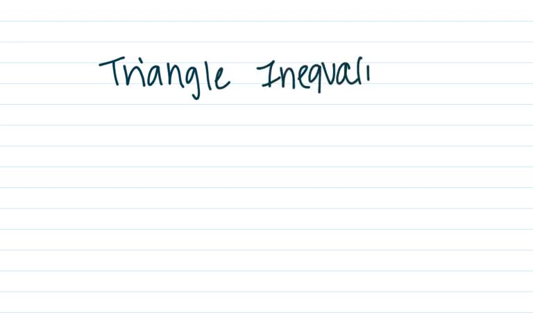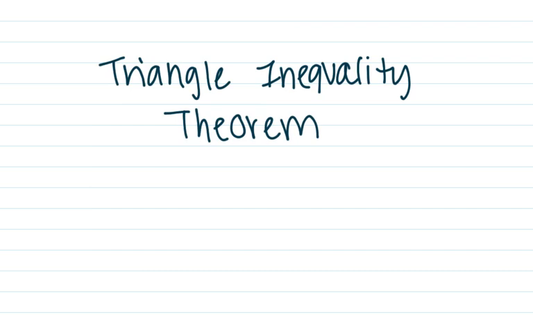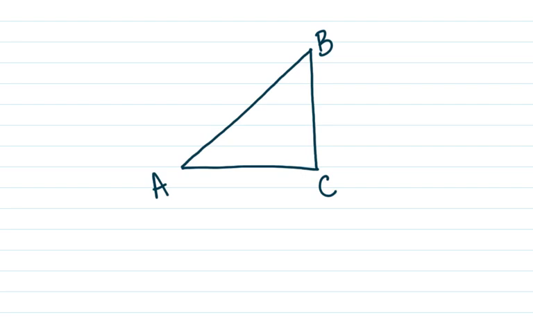Now this sounds super complicated, and it really isn't. The triangle inequality theorem is how you can tell if three sides will actually make a triangle, because you would think any three sides would make a triangle, and actually that's not true. There are some rules about what side lengths you can have in order to make a triangle, and so we're going to go over the theorem here.